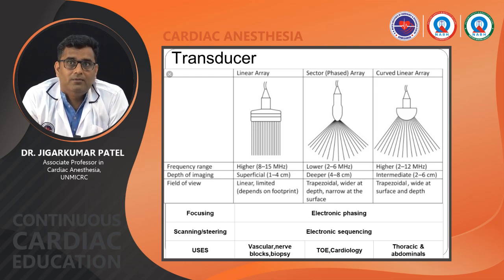The third common type is the curved linear array. Here the frequency range is 2 to 12 megahertz, and the depth of scanning is between 2 to 6 centimeters. We are using this type of probe for ultrasound of the abdomen and thorax. They all have a focusing method of electronic phasing, and the scanning method is electronic sequencing.